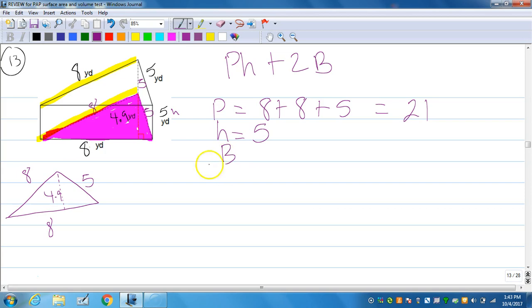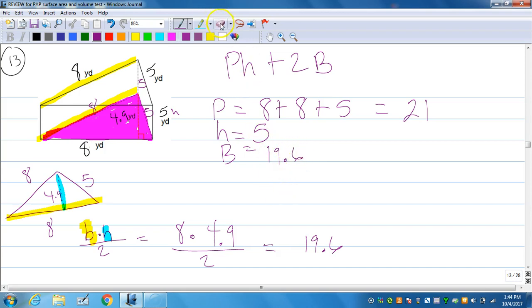Then B. This is a triangle. How do you figure out the area of a triangle? It is the base times the height divided by 2. Base. This is my base, which is 8, times my height. My height is this number right here. That's the height of my triangle. Not the height of the box. I don't care about the box. What is the height of my triangle, my base? 4.9. So 8 times 4.9, divide that by 2, is going to give you 19.6.